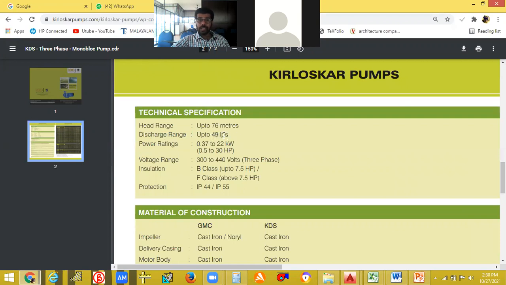It is 49 liter per second. And this technical specification, in the sense, the general specification they have given already. Okay, and the power ratings in kilowatt as well as HP is given. They have given a range. There, Kirloskar pump ranges from 0.37 to 22 kilowatt, which means 0.5 HP to 30 HP. In that range they have. Okay, and the voltage and insulation and protection, everything has been shown here.